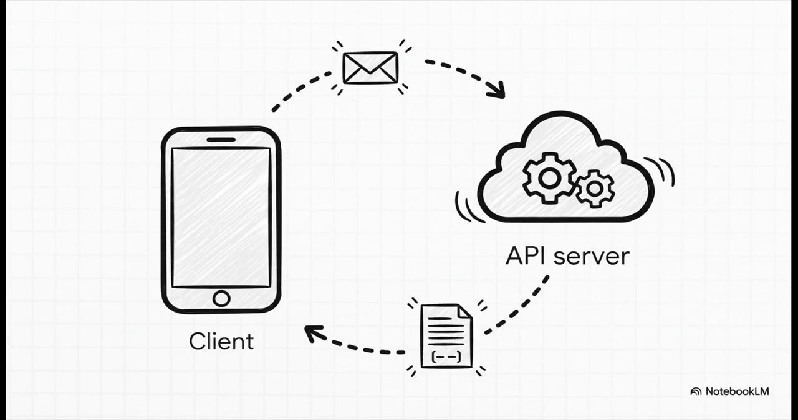And the way this middleman works is actually super simple. It's just a request and a response. One application, we'll call it the client, sends a request for some information. The API gets that request, does its thing, and then sends back a neatly packaged, structured response. That's pretty much it. That's the entire loop.